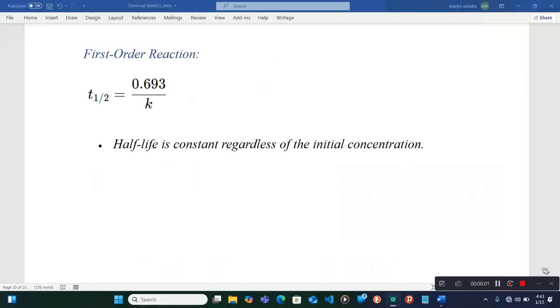So dear chemists, now what we are going to discuss is the first order reaction. We're going to look at the formula for finding the half-life and also the formula for generally determining the rate of the reaction for first order reactions.